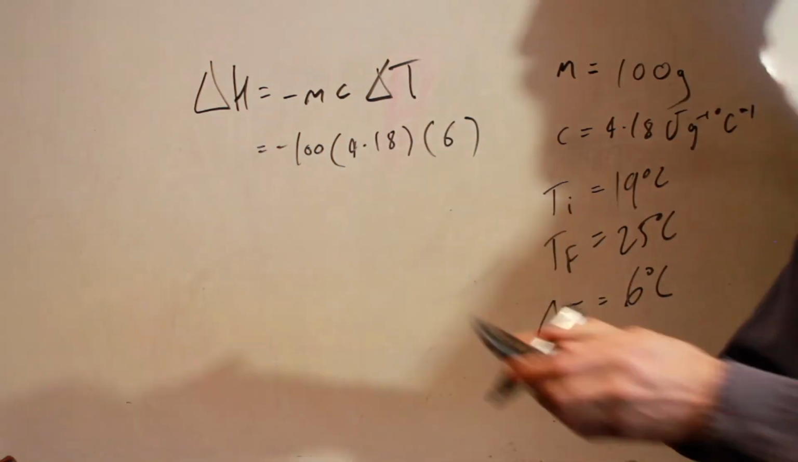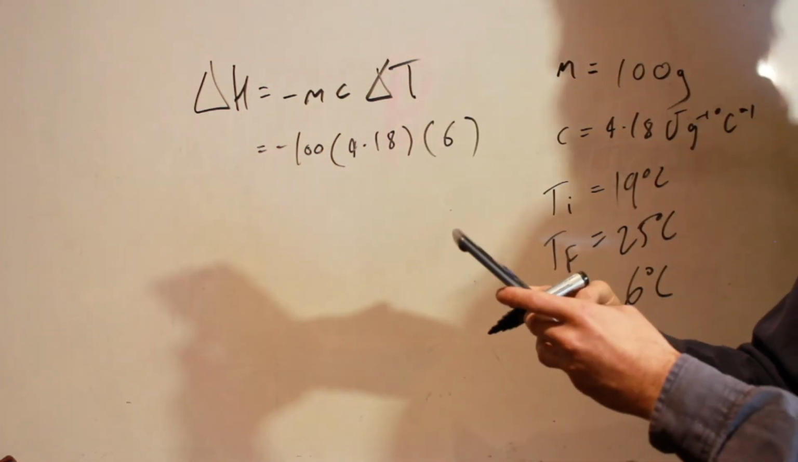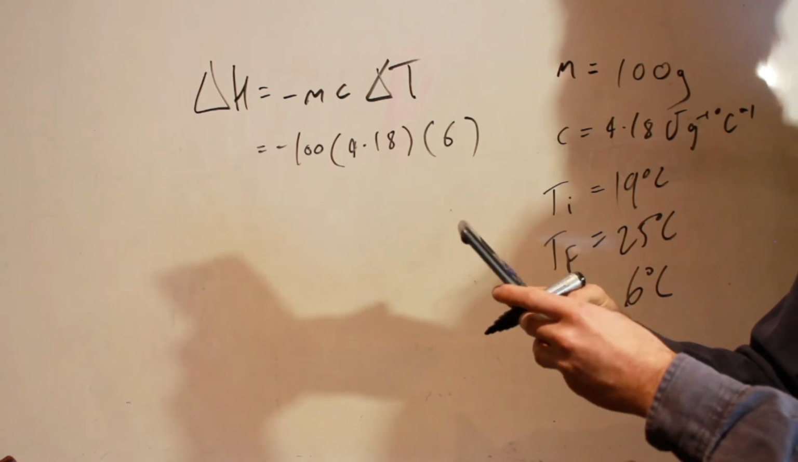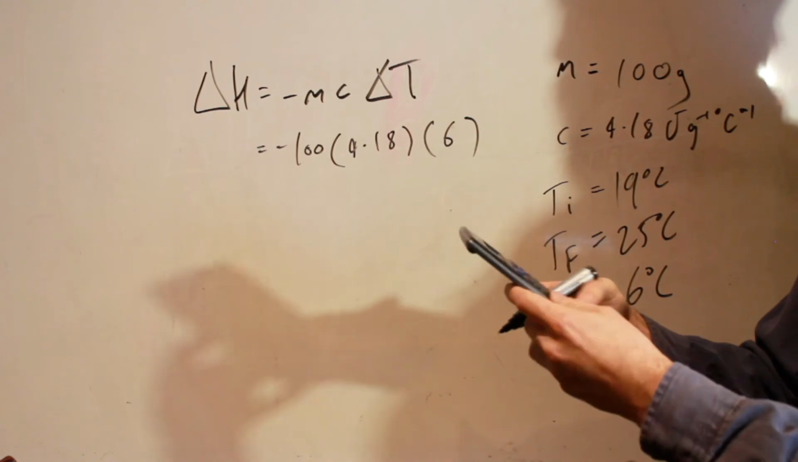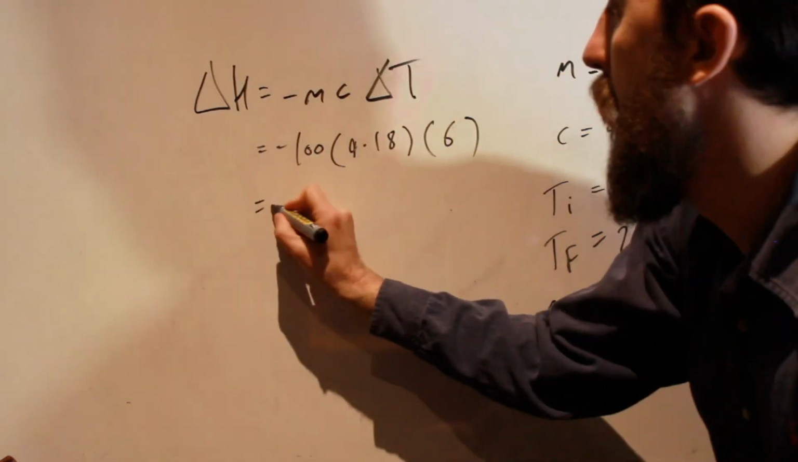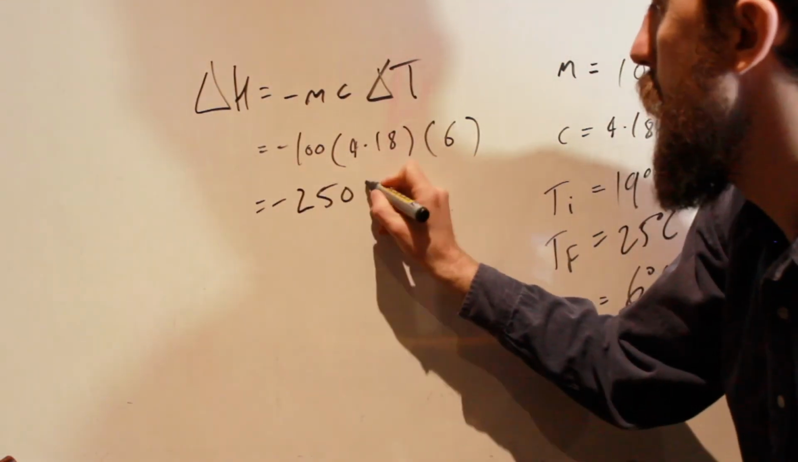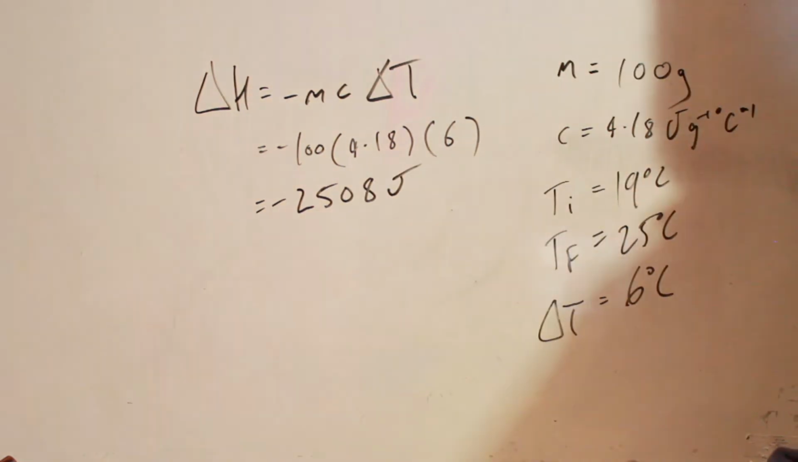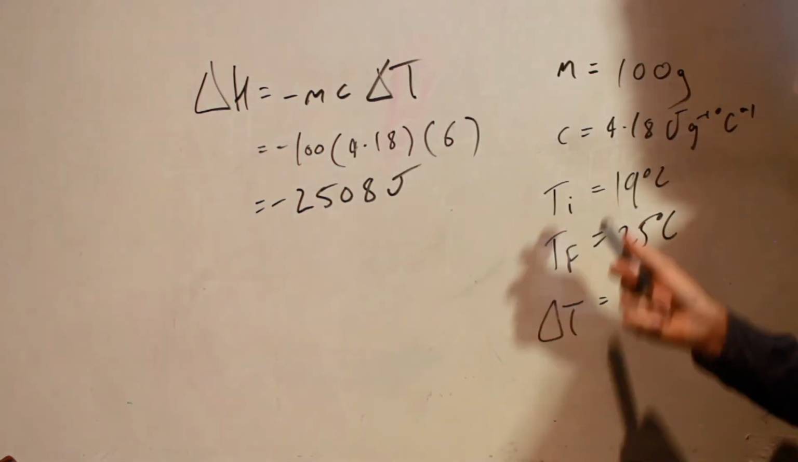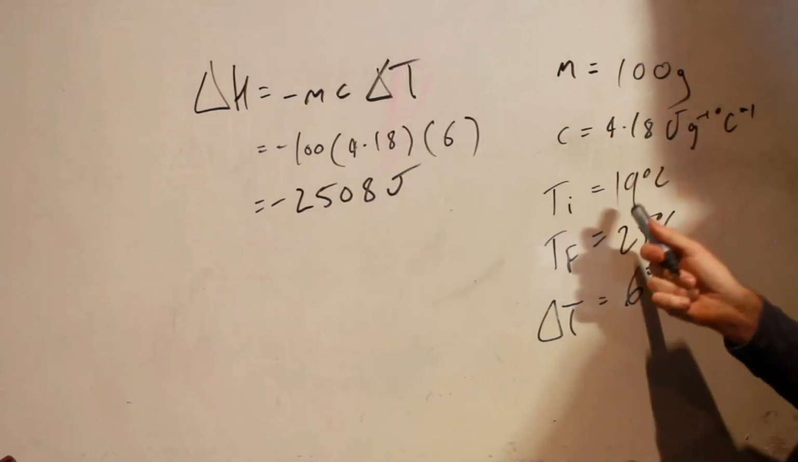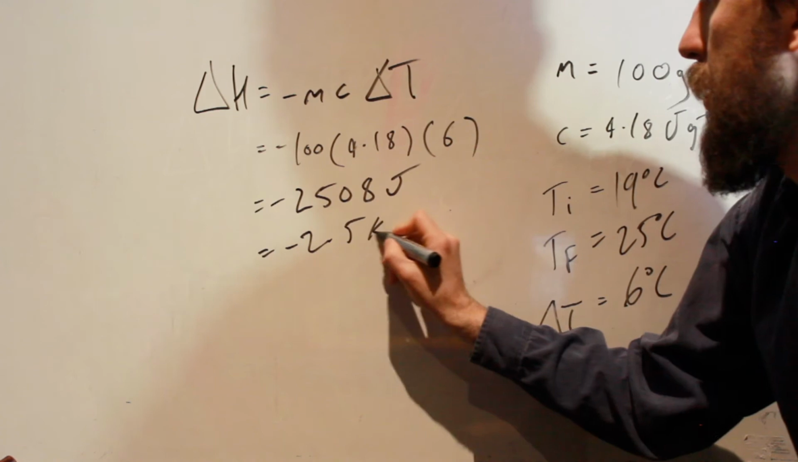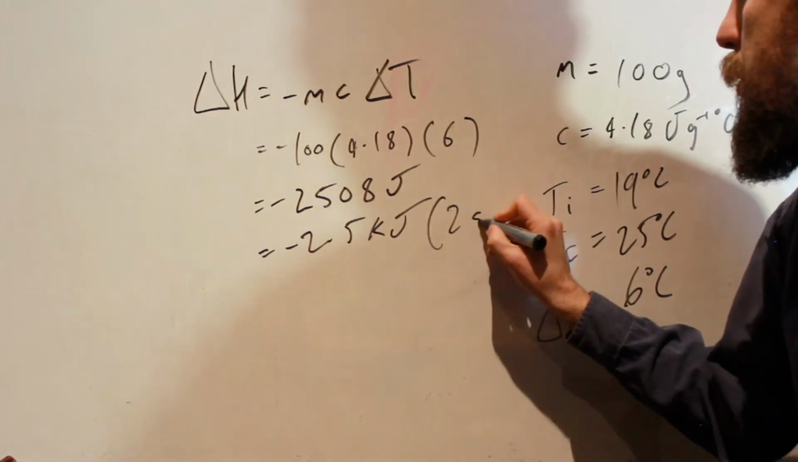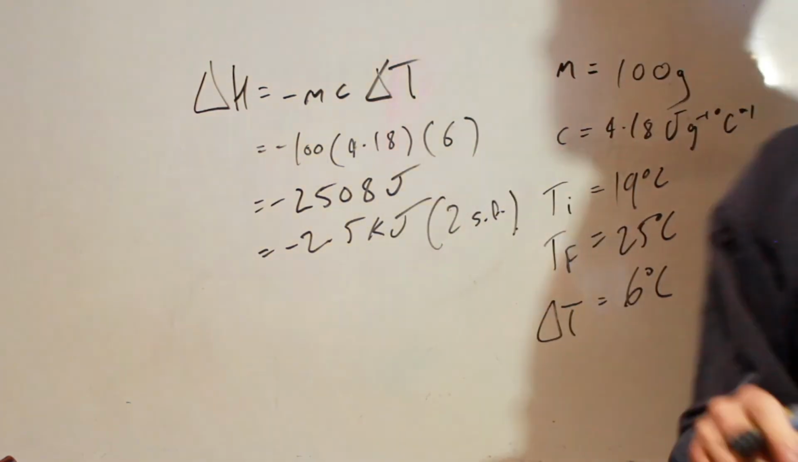Calculator, I plug all that in. Minus 100 times 4.18 times 6. I get a value of minus 2508 joules. Let's look at some significant figures in my measurements. Three significant figures, 3, 2, and 2. Let's say I've got minus 2.5 kilojoules in two significant figures.